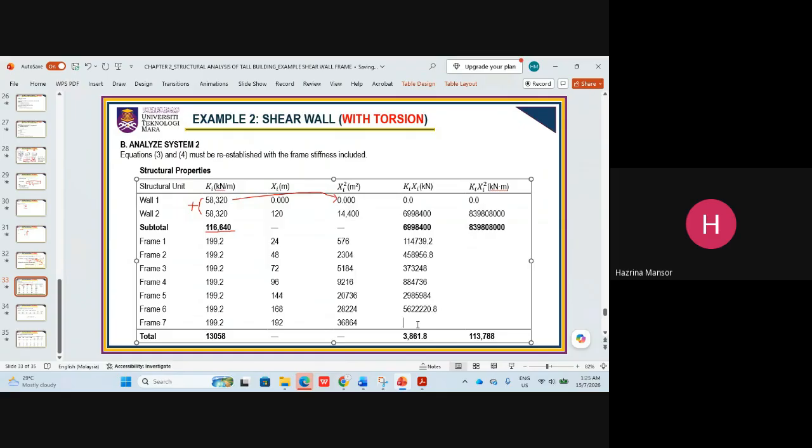And finally you have 199.2 times 36864. So you have around 7343.8. So basically, similarly, you need to calculate your KIXI squared value.